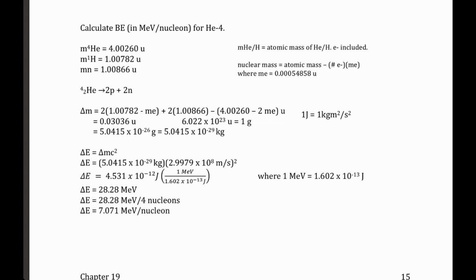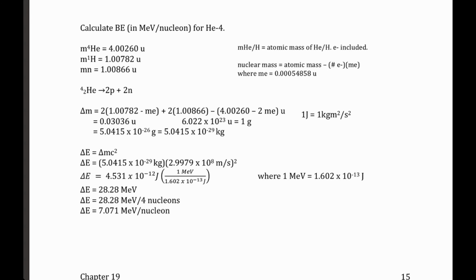So putting in the values for Me and doing all the multiplying, subtracting, and so forth, we would find that the change in mass is 0.03036 U. And then we use that conversion to go from U to grams. So we're dividing our delta M in U by 6.022 times 10 to the 23rd, and we get the mass in grams to be 5.0415 times 10 to the minus 26 grams.